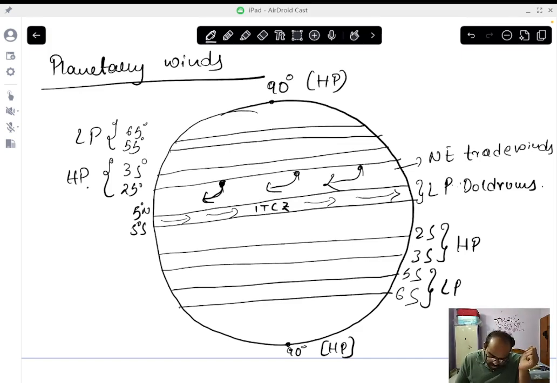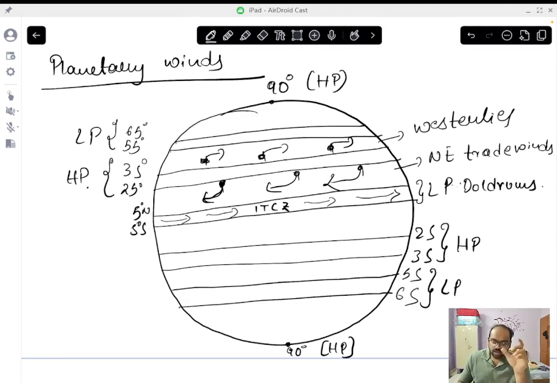And from subtropical high, winds blow towards subpolar low like this. And they deflect right, and they travel like this, and they are called westerlies because the point of origin is west. They blow from west to east. They are called westerlies, subpolar westerlies. And from high pressure polar region to low pressure subpolar region, winds blow, and while blowing they deflect towards right. And they blow like this.